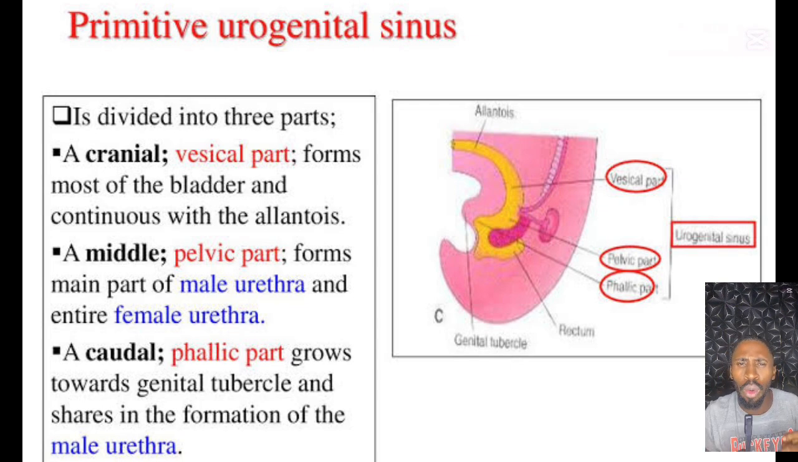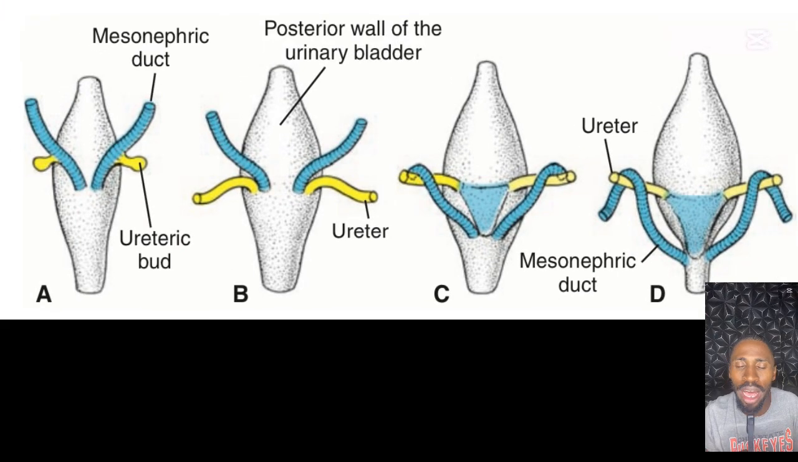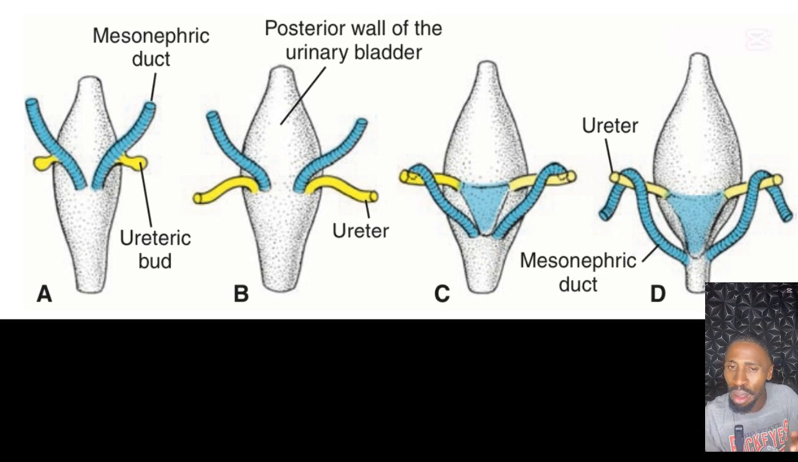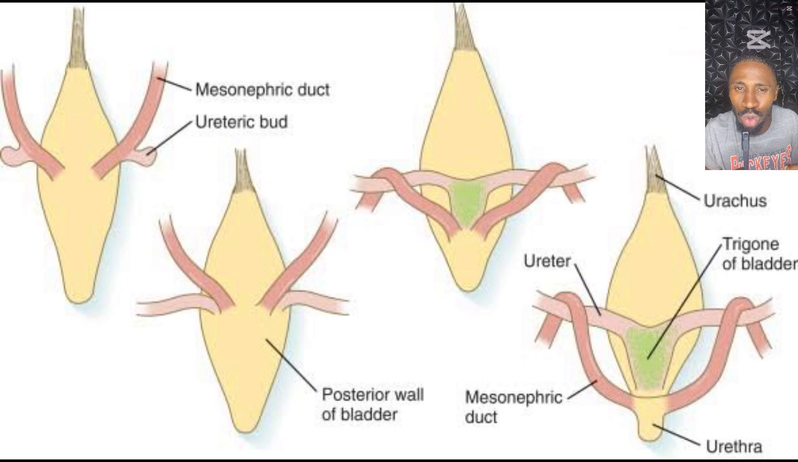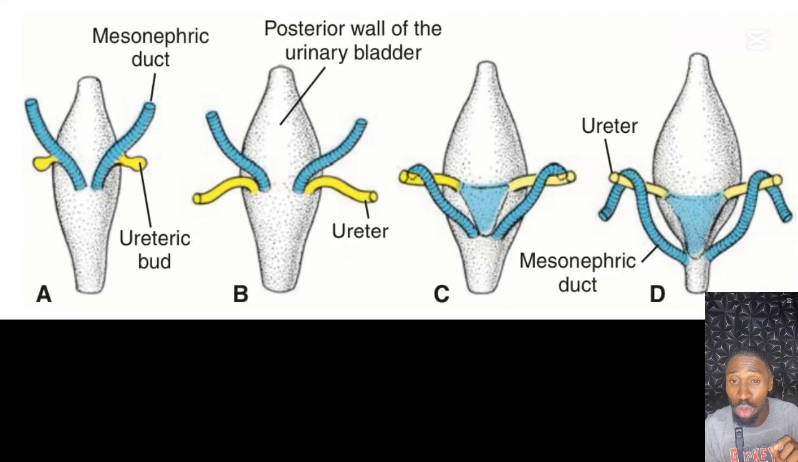While the upper part forms the what? Bladder. Now, one thing you have to know: during the cloaca differentiation, as the cloaca begins to differentiate into various structures, what happens? The caudal part of the mesonephric duct is now absorbed into the bladder. When it's absorbed into the bladder, together with the ureteric bud, which is an outgrowth of the mesonephric duct that forms the ureter, both of them are incorporated, and when they are incorporated into the bladder, they form the trigone.